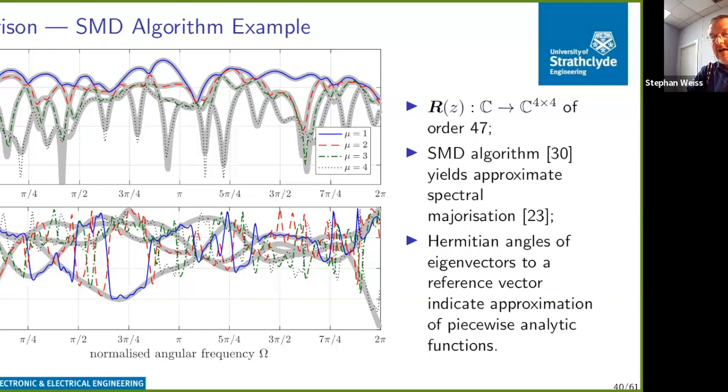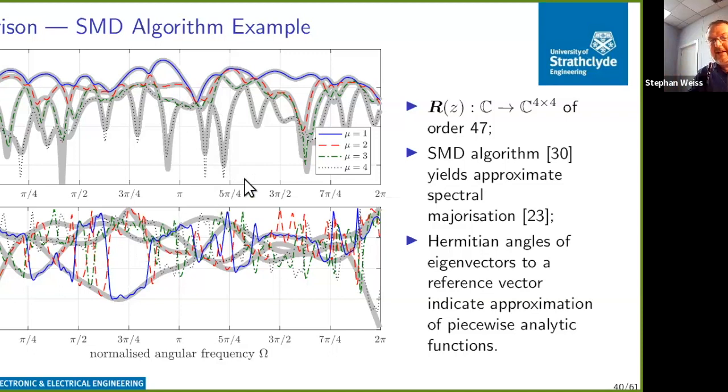So we have 4 eigenvalues in this case. They're of a quite substantial order, so over frequency, they're quite variable. If we run this sequential matrix diagonalization algorithm on that, then in gray you see the ground truth eigenvalues, and in color you see what SMD has extracted. SMD will also target a spectrally majorized solution. So the blue, the first eigenvalue, is ideally always the one with the highest power. The red dashed one has the second highest power, and so forth.